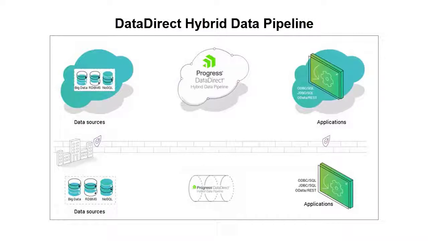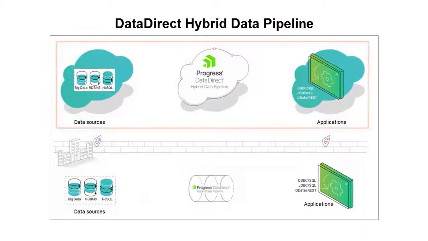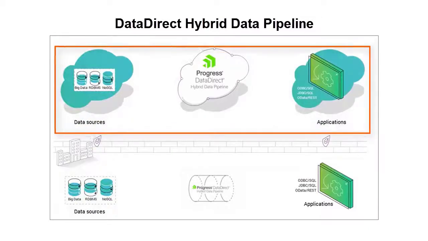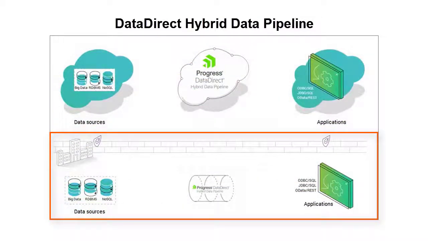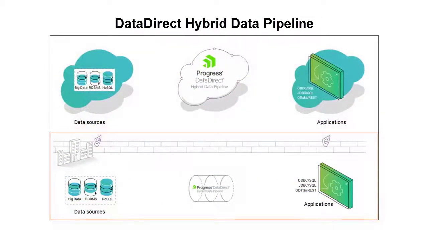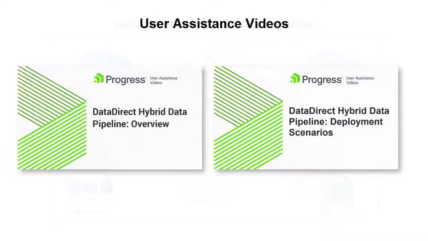The data pipeline is a lightweight data access platform that provides simple, secure access to your data sources. Because your data sources, your applications, and the platform itself may reside in the cloud or on-premises, flexibility and control are integral features. You can deploy the data pipeline in the way that best meets your organization's needs.